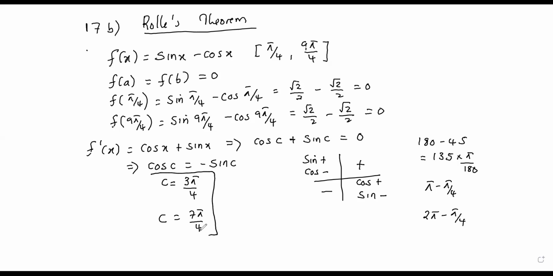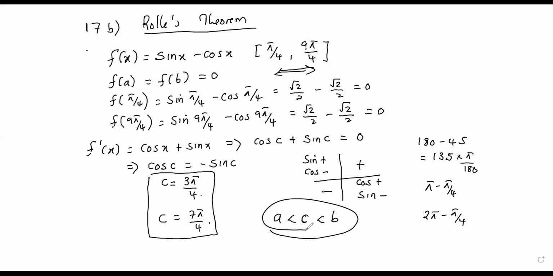And these two values fall in that interval. Remember, we always want a to be less than c, and c should be less than b. So you check that these numbers are in the given interval. And for sure, they are. 3 pi over 4 is bigger than pi over 4 but less than 9 pi over 4. 7 pi over 4 is bigger than pi over 4 and less than 9 pi over 4.